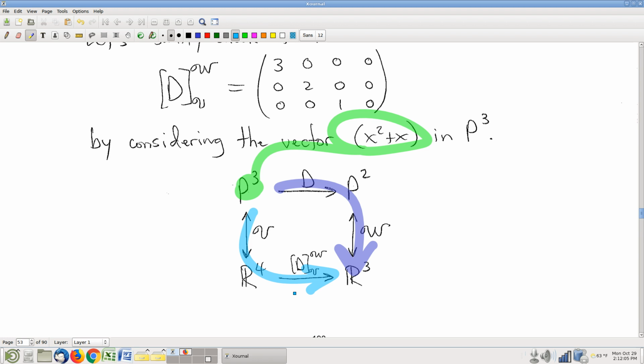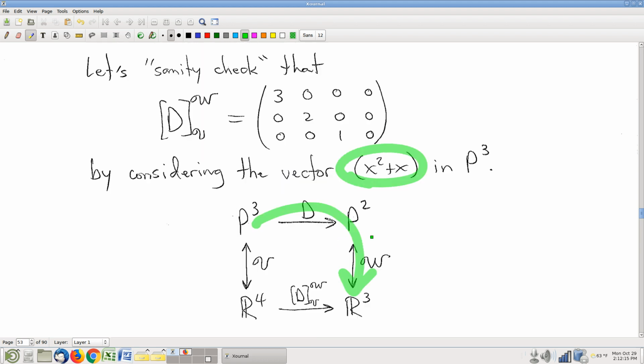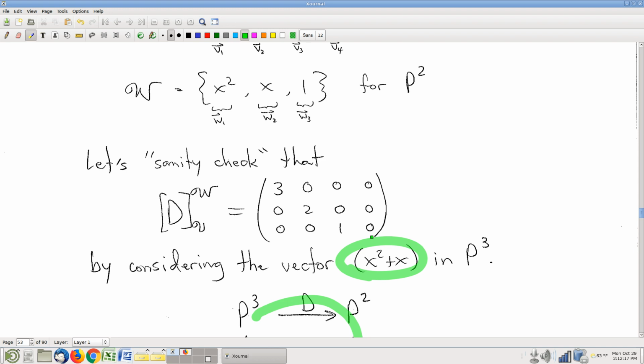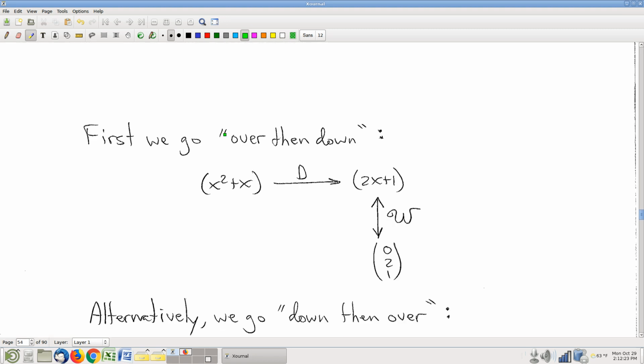Okay, so let's just do it. Again, this is just a matter of plug and chug. Let's take this vector, take a derivative, and then write in terms of W. Don't forget what W is. W is the basis x squared, x, and 1. Okay, so we take a derivative. No big. Write this in terms of x squared, x, and 1.